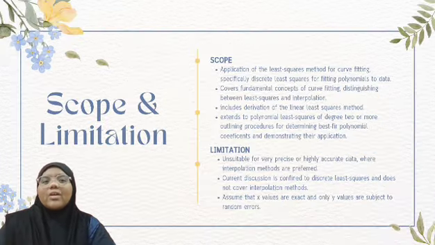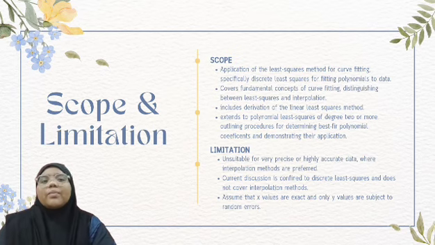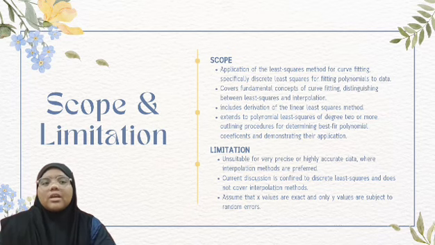Now, let's talk about our scope and implementation. First, our report focused on using the least square method to fit curves to data, which specifically is the discrete least square method for polynomials. We explained the basic ideas of curve fitting and how least squares is different from another method called interpolation. We also show how to find the linear least square method. Our report also explained how to use polynomial least square for degree 2 or more. This includes how to find the right polynomial coefficients and shows examples.